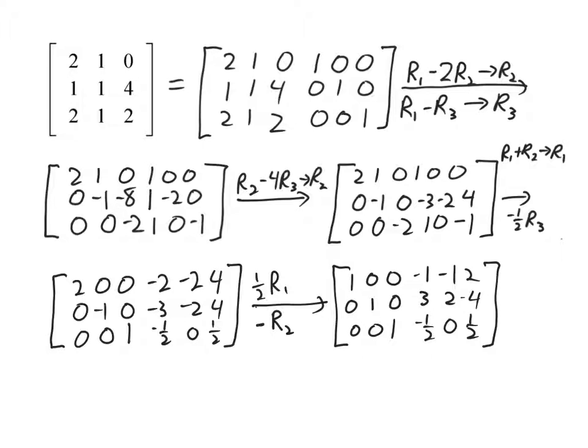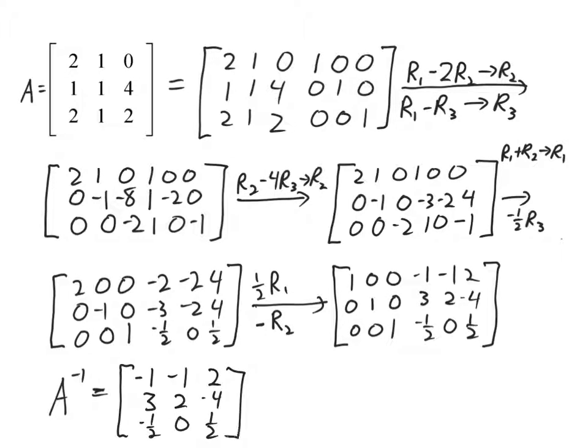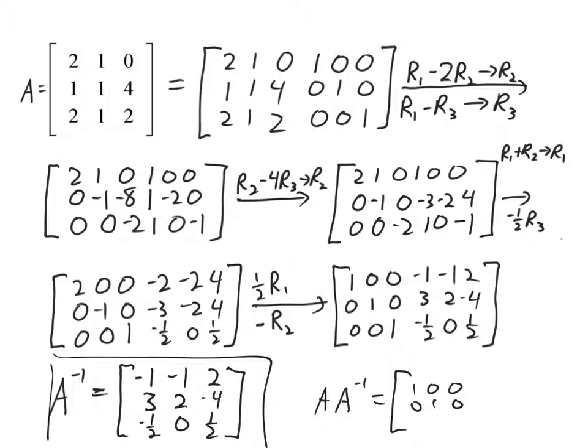So if this is A, then the inverse is just going to be this piece right here. So my inverse is going to be the matrix negative 1, negative 1, 2, 3, 2, negative 4, negative 1/2, 0, 1/2. Now, I'm not going to do this, but if I multiply A by my inverse, I'm going to get the matrix 1, 0, 0, 0, 1, 0, 0, 0, 1. And if you get bored, you can do that, but I'm not going to do it in this video.